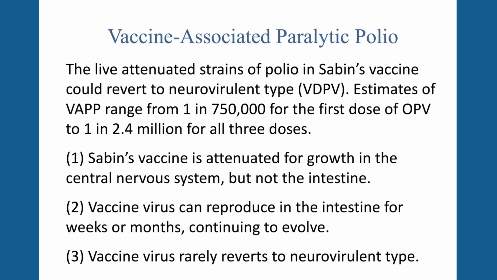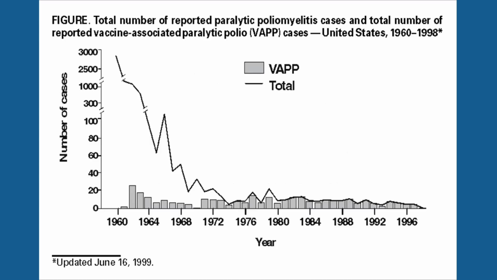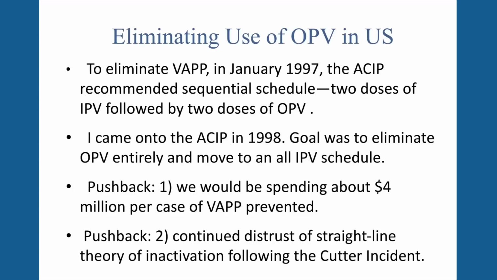growth in the intestine, and the virus could reproduce itself for weeks and sometimes months and evolve. And although the vaccine virus rarely reverted to neurovirulent type, the fact of the matter is that it could. So although by the late 1970s we had eliminated wild-type polio from this country, we hadn't eliminated polio because every year there would be 8 to 10 cases of polio caused by Albert Sabin's polio vaccine.